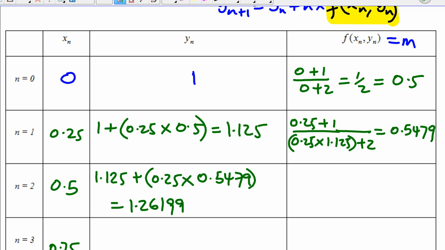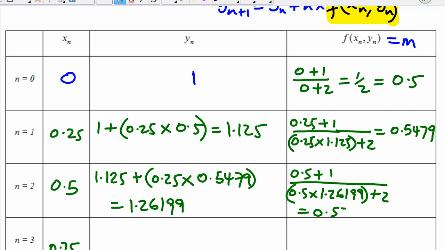So that will be 0.5 plus 1 over 0.5 multiplied by 1.26199, all this plus 2, which will be equal to 0.57013. Okay.